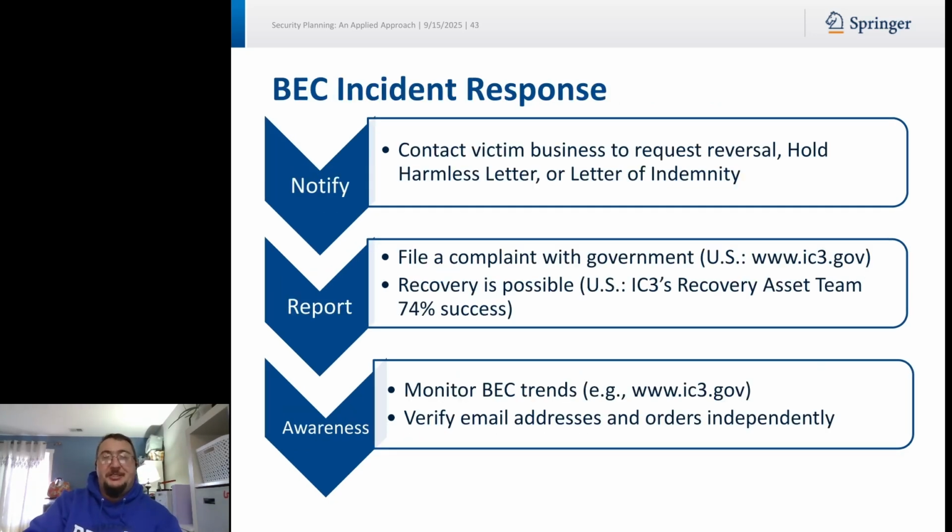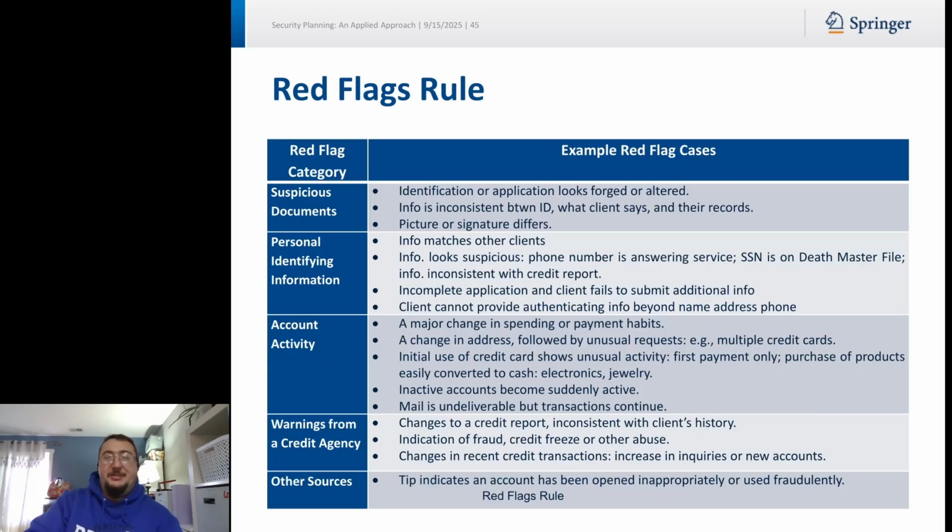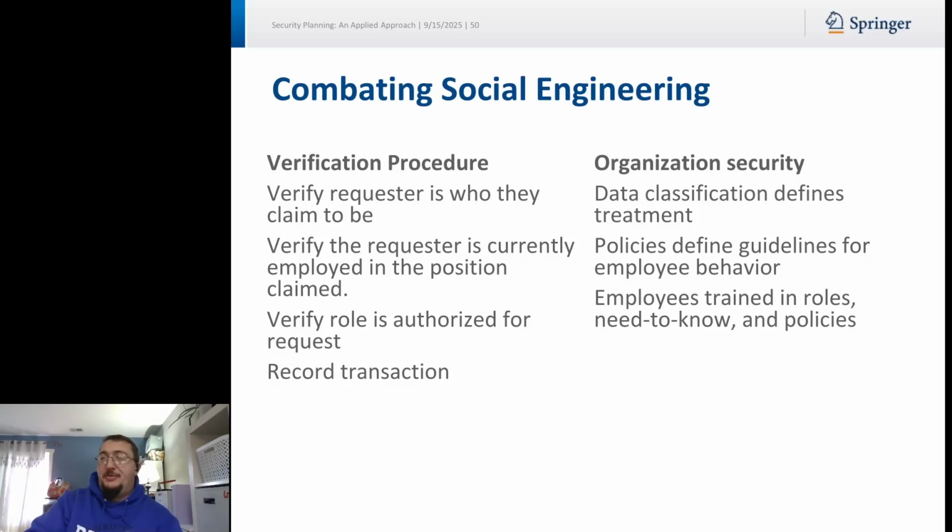Incident responses. You can notify to request a reversal, file a complaint with the government, and hopefully be able to get your money back. It has about a 75% success rate, and you can monitor those trends and verify the orders. The red flags rule is to look for things in potentially suspicious documents. Verify personal identifiable information on account activity. Make sure that everything is up to par with how things normally work. Check credit agency warnings and look for other sources. Verification: confirm they're who they say they are, confirm they're authorized to do this, and record that transaction in case something does happen.